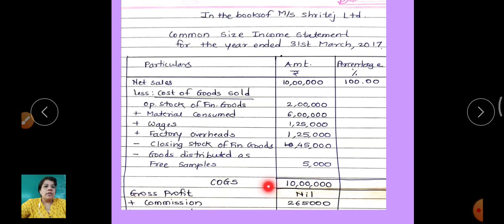As I have already told you, the COGS is equal to the net sales. That's why there is no gross profit at all. So there is nil gross profit, and further we will add the commission to this gross profit as operating income, 2,65,000, or you can say other income. So this other income is added to the gross profit.